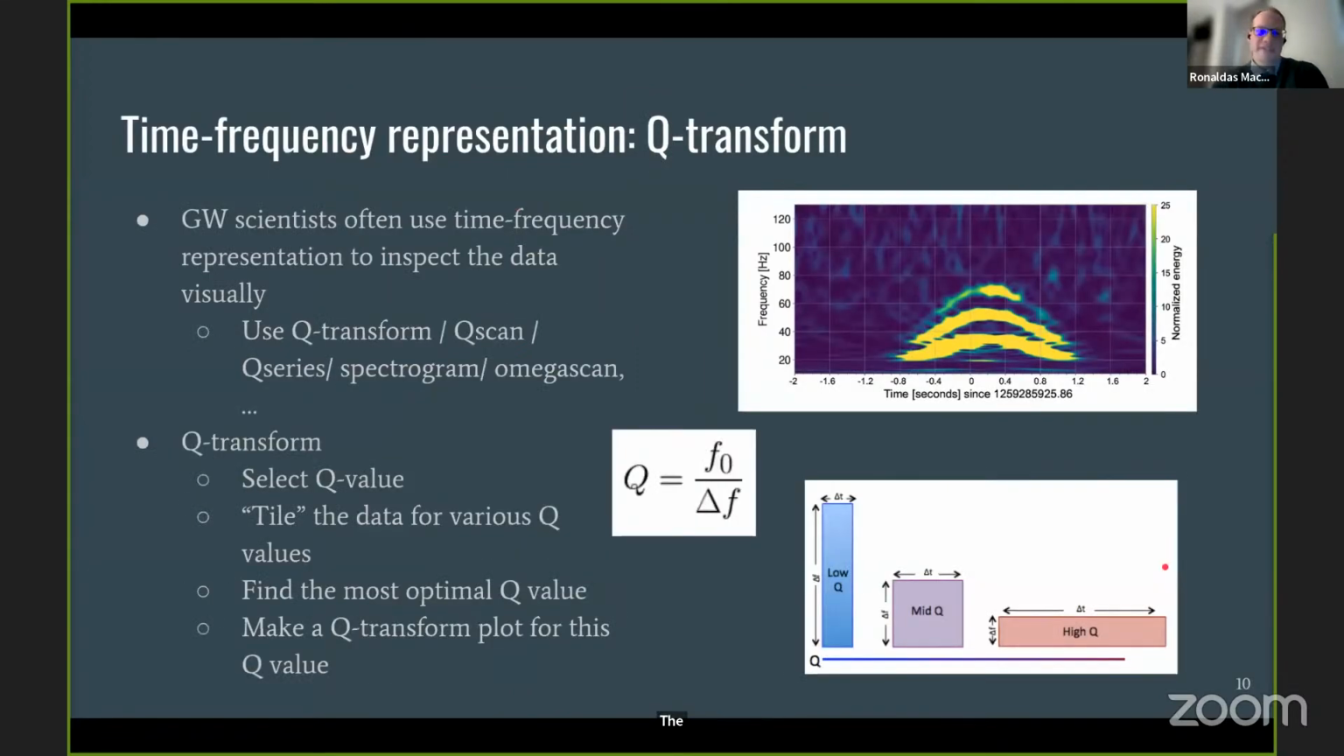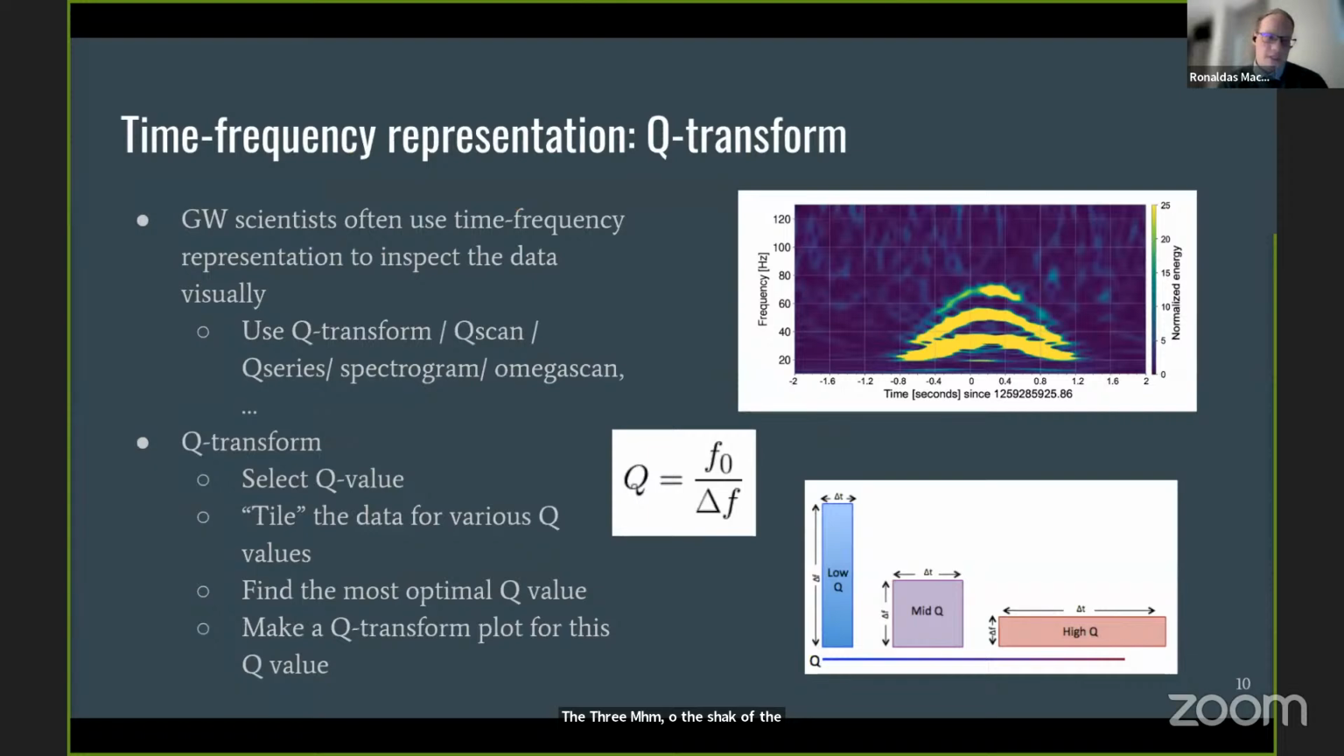And then gravitational wave scientists also like to look at images, and for that we use Q transforms. A Q transform is also called a Q-scan, Q-series, spectrogram, or omega scan. These are multiple names basically meaning the same thing, that we want to look at plots of frequency evolution over time. There are just small differences like normalization or something like that.